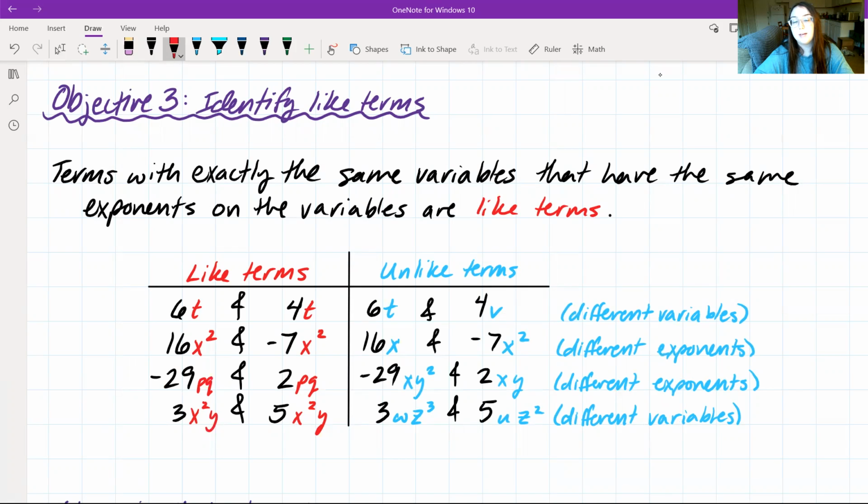So unlike terms would be any combination of the two. With 6t and 4v, we have different variables. They both have exponents of 1, but the variables are different, so they're unlike terms. Then we have 16x and -7x squared. In this case, they have different exponents. They're both x, which is the same variable, but 16x has an exponent of 1, and -7x has an exponent of 2.